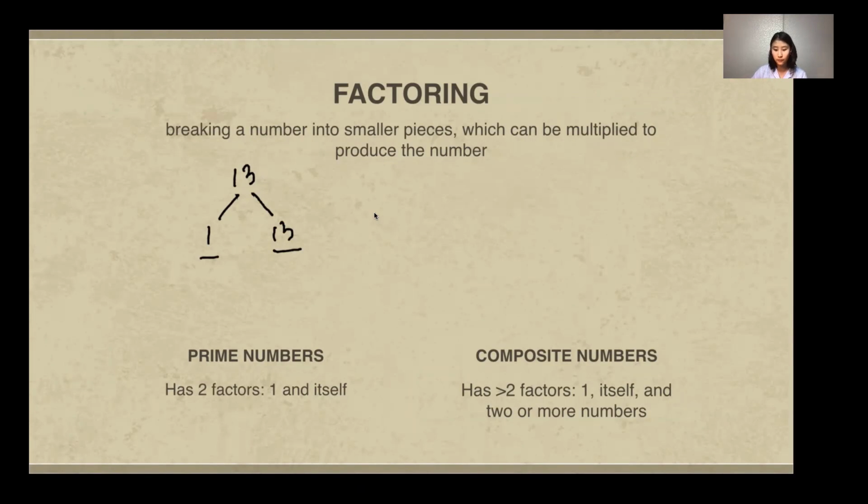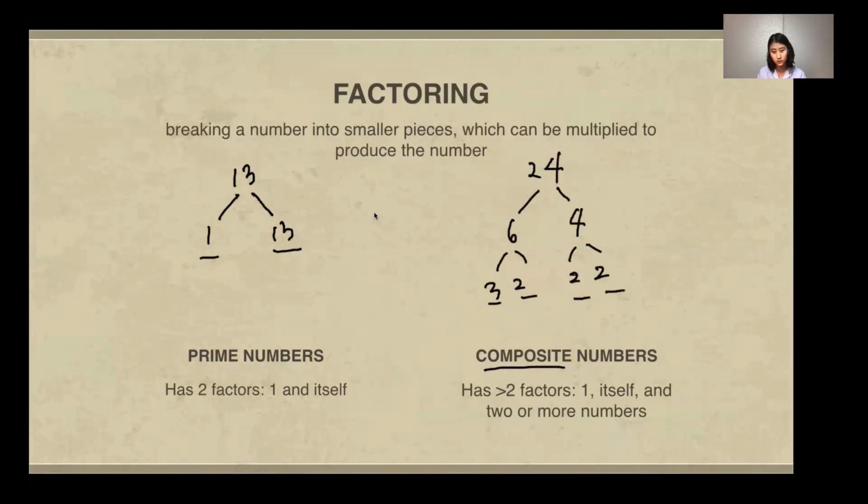Now, a different type of number we can see from the example is 24. If we break this number apart, we can write this as 6 and 4, 3 and 2, and 2 and 2. So the number 24 is not a prime number. It is a composite number, and it has more than two factors: 1, itself, and 2 or more numbers, in this case 3, 2, 2, and 2.